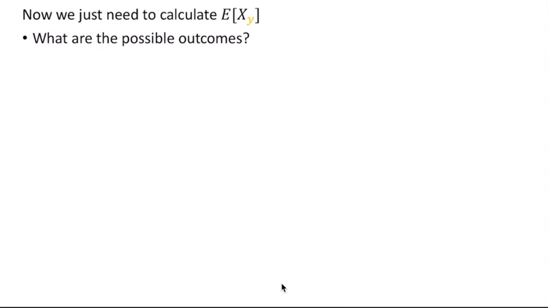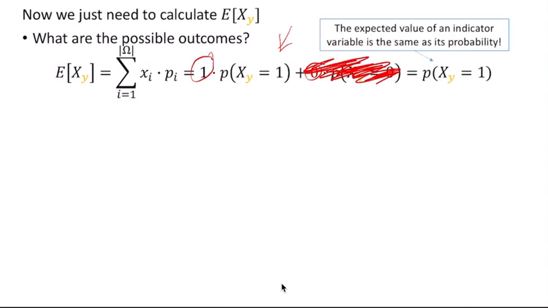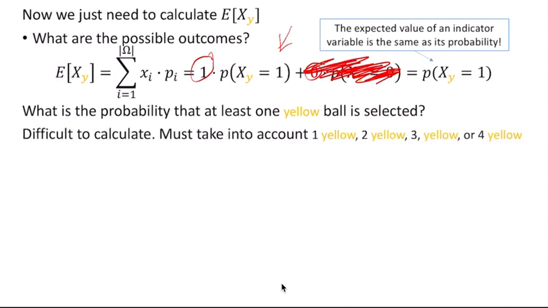So what are our possible outcomes? Again, our possible outcomes are just 1 and 0 because it's an indicator variable. And again, we don't really have to care about what this probability is because it's multiplied by 0. So what this problem boils down to is just trying to figure out what's the probability that we select at least one ball being yellow. Well, that's kind of difficult to calculate in and of itself because we have to take into account the combined probability of the fact that I can get 1 yellow ball, 2 yellow, 3 yellow, or 4 yellow balls. But there's actually an easier way to do this.